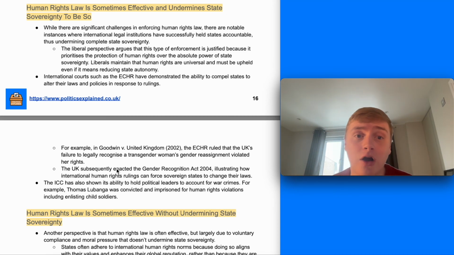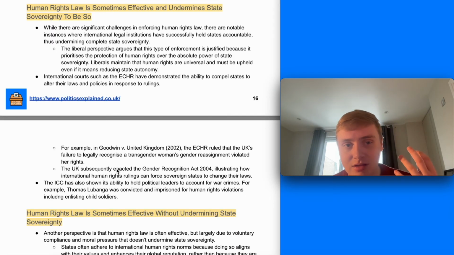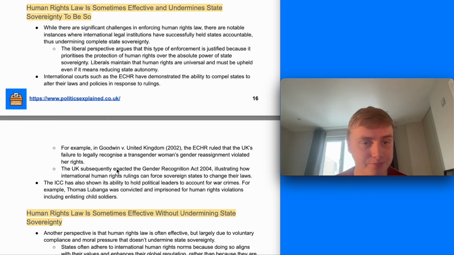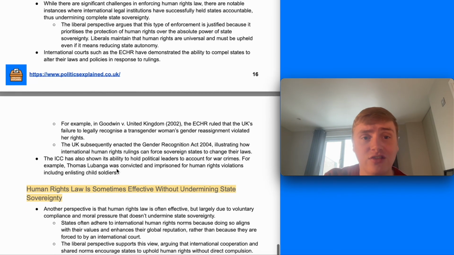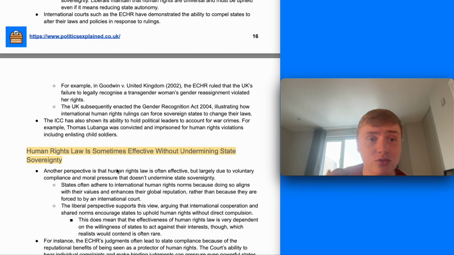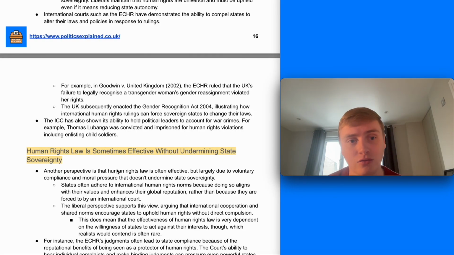So the liberal perspective argues that this type of enforcement is justified because it prioritises the protection of human rights over the absolute power of state sovereignty, and liberals maintain that human rights are universal and must be upheld even if it means reducing state sovereignty. So international courts such as the ECHR have demonstrated the ability to compel states to alter their laws and policies in response to rulings. For example, as we looked at in Goodwin versus the United Kingdom, where the UK subsequently enacted the Gender Recognition Act of 2004.